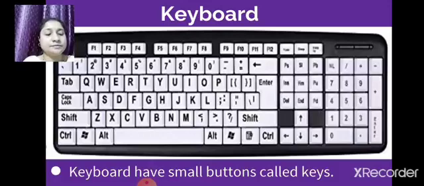There are alphabetical keys, the letters A to Z. Then there are numeric keys, number keys from 0 to 9. And also special characters. Special characters means ampersand, at the rate, plus, minus, is equal to, hash, colon, semicolon, greater than, smaller than. These are the special characters. All these keys are there on the keyboard.